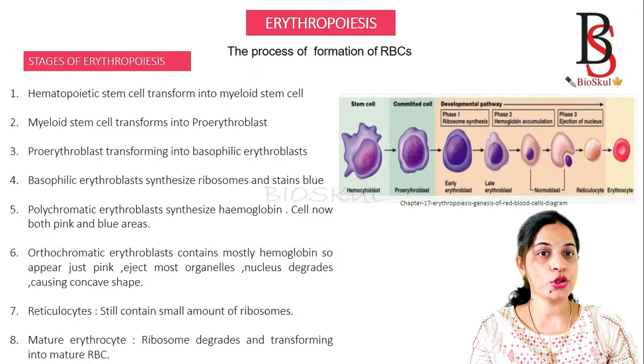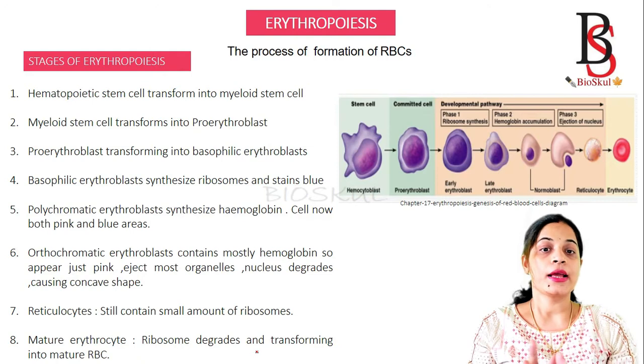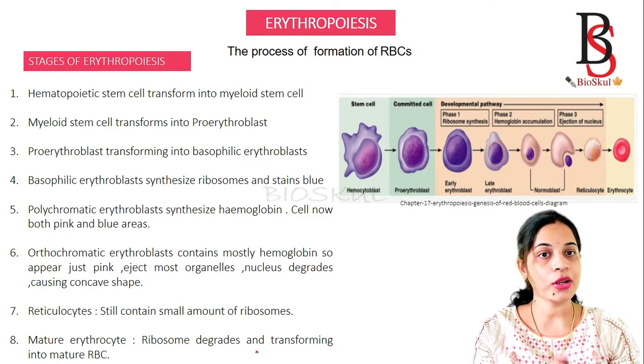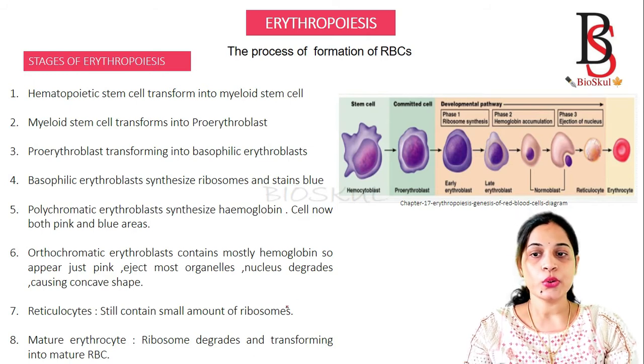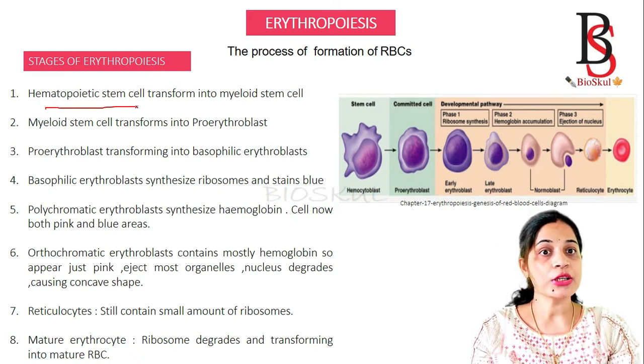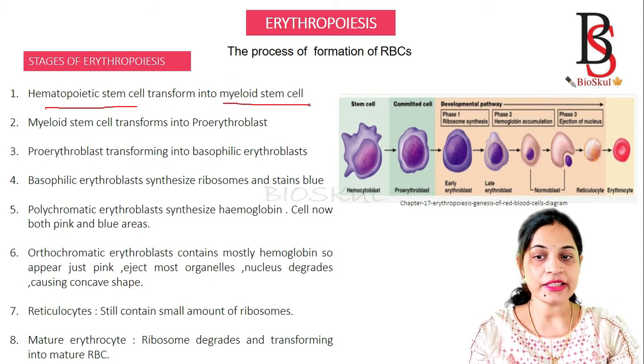Now coming to erythropoiesis. Erythro means red blood cells and poiesis means to make. That is, the formation of the red blood cell is known as erythropoiesis. So let's see the stages of erythropoiesis. First, the erythropoietic stem cell, which is a pluripotent stem cell, transforms into myeloid stem cells.